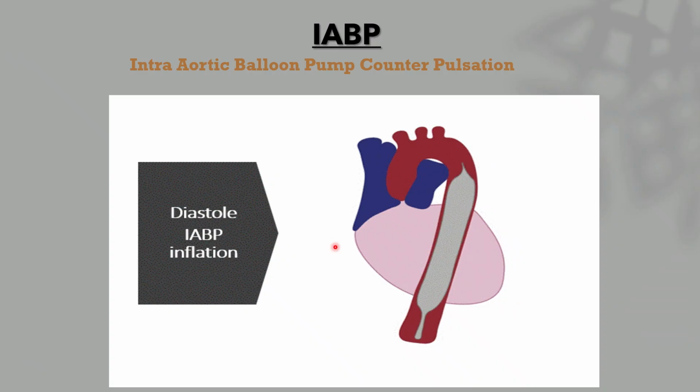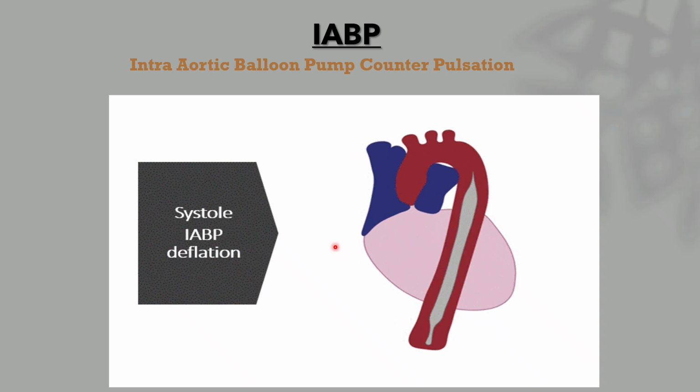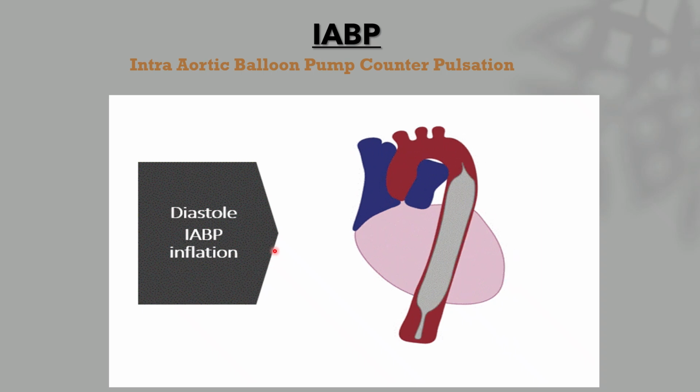Intra-aortic balloon pump counter-pulsation. Its name, intra-aortic, means inside the aorta. Its level would be 2 centimeters below the left subclavian and above the left renal artery. This is the position. And the pump, the balloon is inflated and deflated. The balloon is inflated in diastole, deflated in systole.